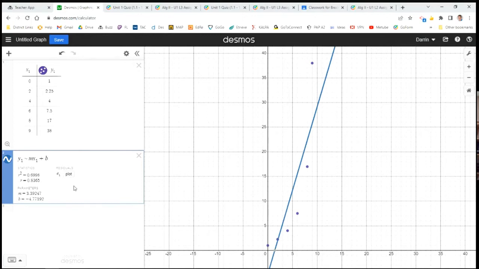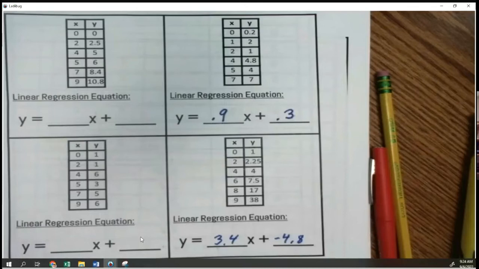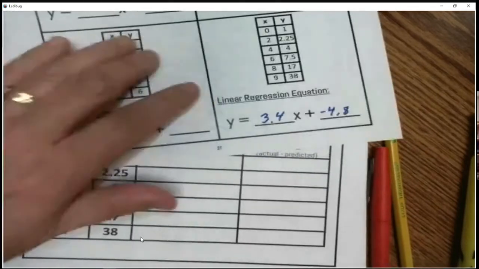So if we round that to the nearest tenth, it's going to be 3.4 is our M, and our B is negative 4.8. Not necessarily a good fit, but that is what they wanted us to try.